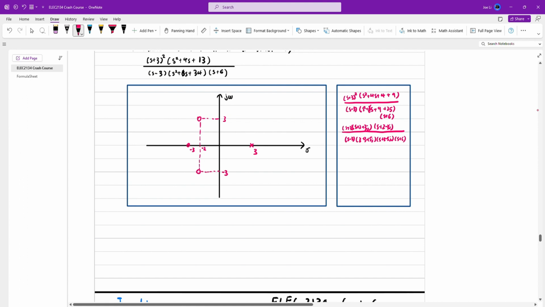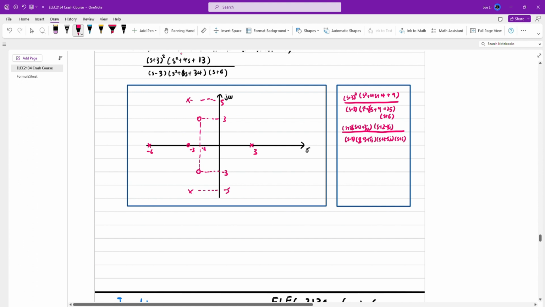S plus 3 plus 5j, I'm going to put a pole here. That's 5, and a pole here, -5. And we have 2 poles and 1 more pole here, s plus 6. Another pole here, -6. Okay, we successfully plotted everything.